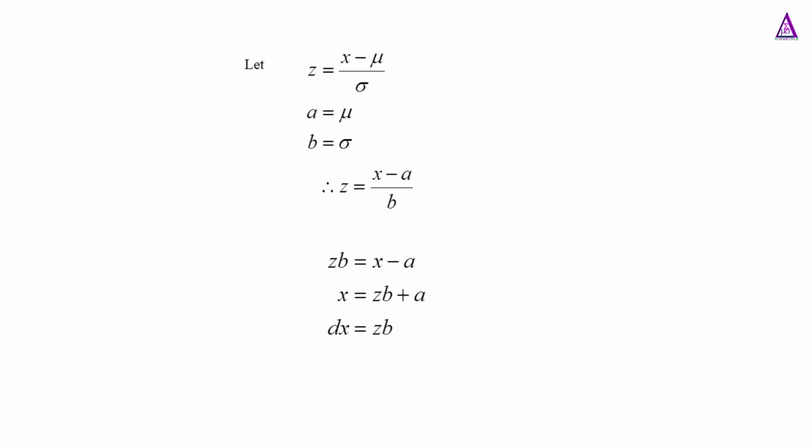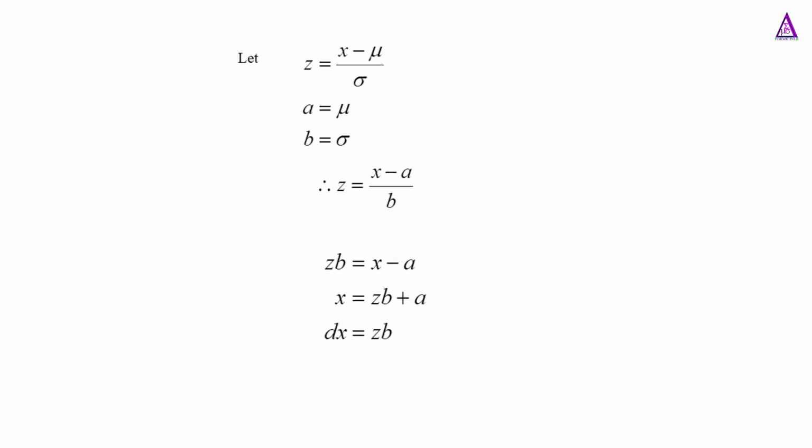So we now say that let z equal to x minus mu divided by sigma, and a equal to mu while b equal to sigma. So therefore our z equal to x minus a divided by b. By cross multiplying, we have zb equal to x minus a. So therefore our x equal to zb plus a. Then dx now equal to b dz.